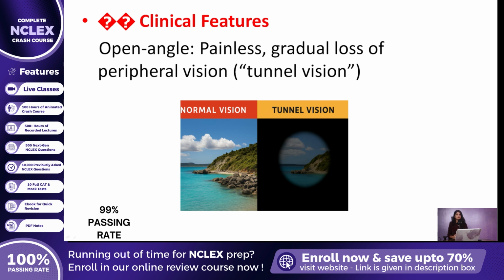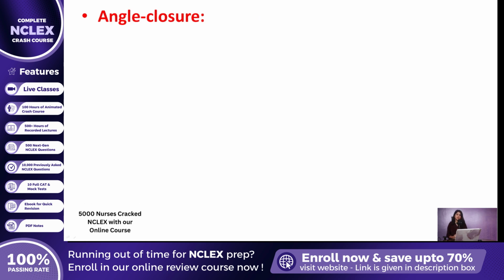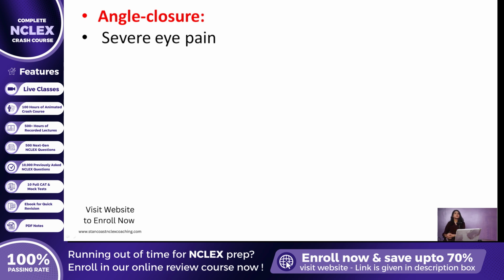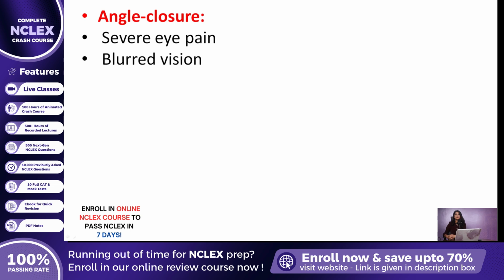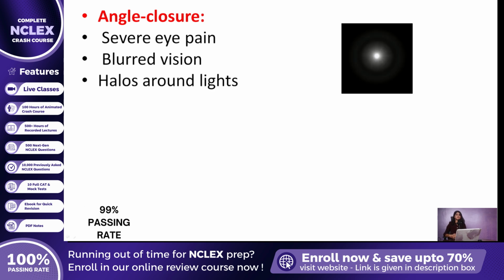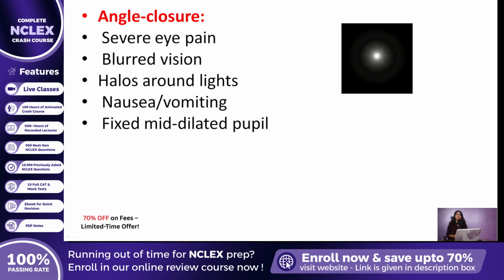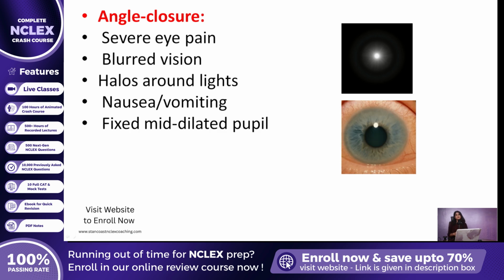Now, moving on to angle closure glaucoma, and this is where things escalate quickly. The clinical presentation is much more dramatic. Patients often report severe eye pain and not just discomfort. We're talking intense pain. They also experience blurred vision. One classic sign is seeing halos around lights. Many patients feel nauseous and may even vomit. When you assess the eyes, you'll notice a fixed mid-dilated pupil. It won't respond properly to light. And of course, there's often visible redness in the affected eye. So when you're answering NCLEX questions and you see a sudden, painful onset with these symptoms, think angle closure glaucoma.